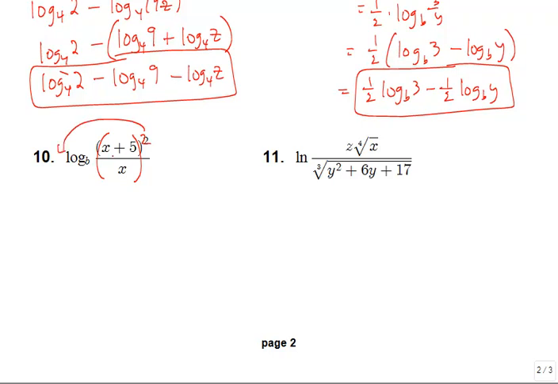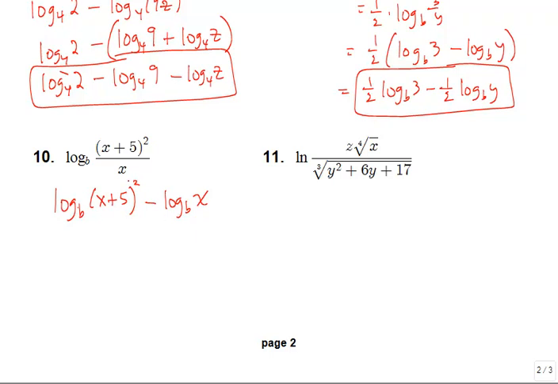I'd have to see parentheses around the x plus 5 and the x. But since I don't have that, then we're going to have to break up the quotient first and then deal with that square. So this becomes log base b of the top, x plus 5 quantity squared, minus log base b of the bottom, which is just an x.